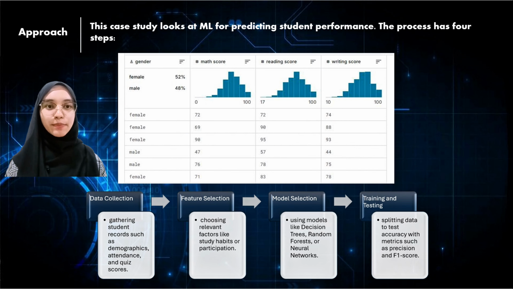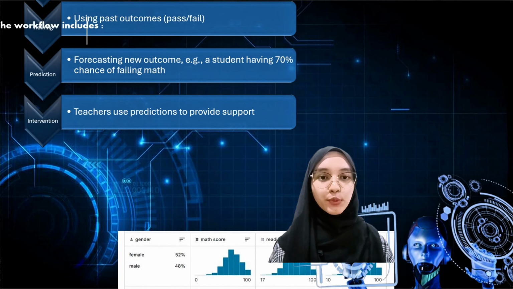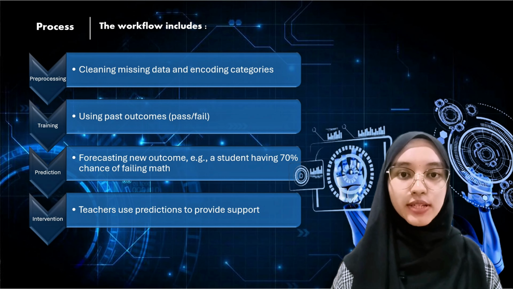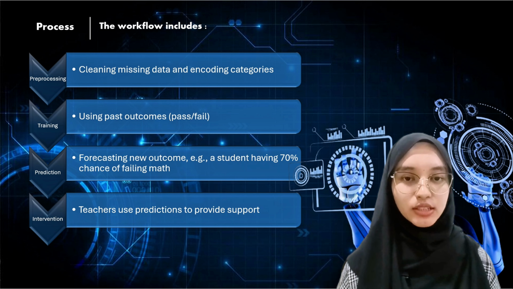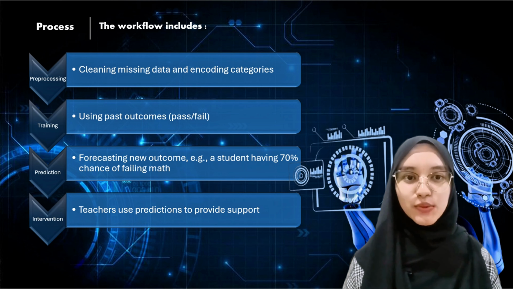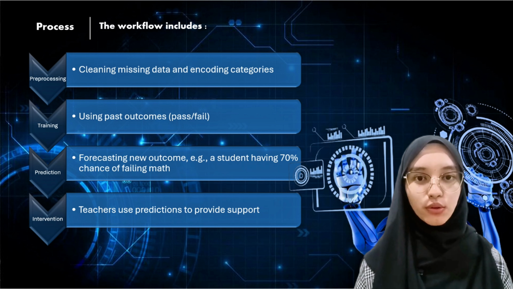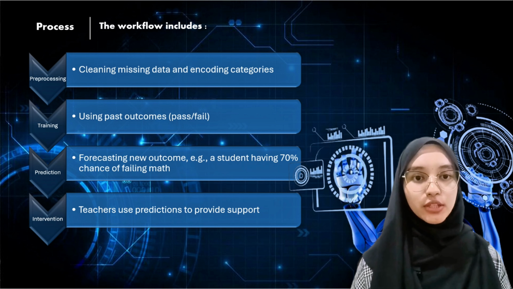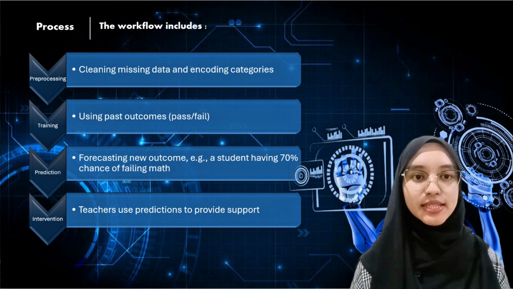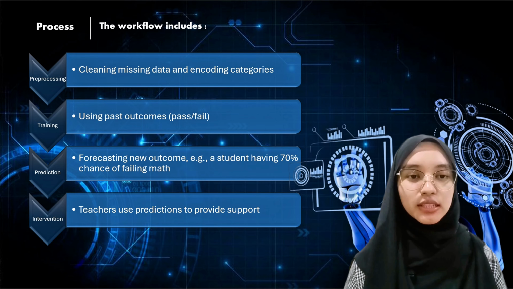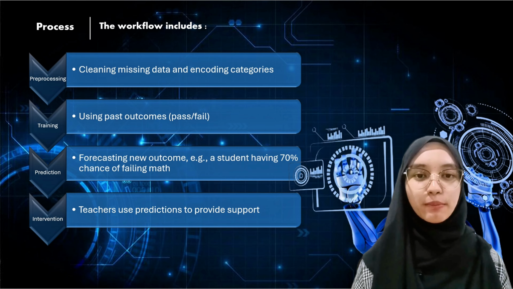Above here is an example table of a data set of examinations in school. The workflow, or the process, includes: first, pre-processing, cleaning missing data and encoding categories. Second, training using past outcomes, pass or fail. Third, prediction, forecasting new outcomes, for example a student having a 70% chance of failing math. Fourth, intervention, where teachers use predictions to provide support.